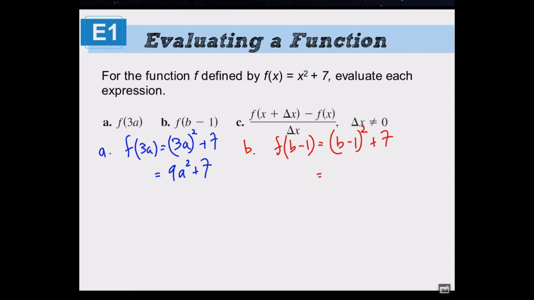What is that? B squared minus 2b plus 1, which is 5b plus 8. Square the first term, multiply the two terms together, double it. Negative 1 times b is negative b, doubled is negative 2b. Negative 1 times negative 1 is 1, and then you've got a plus 7. So looking around, I think everybody got that as the correct answer, which is good.